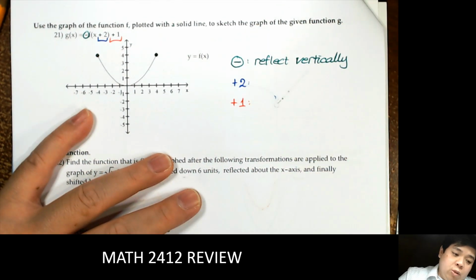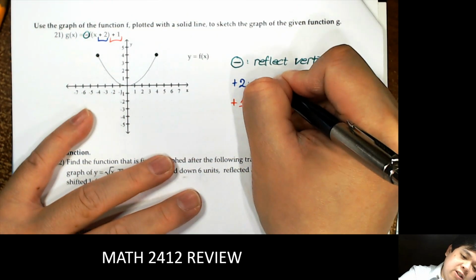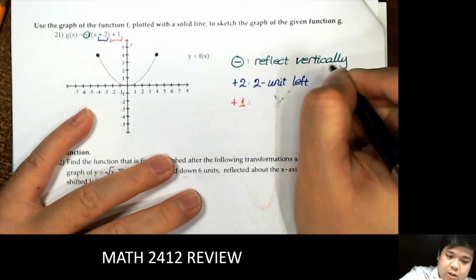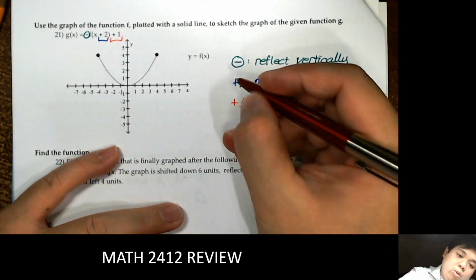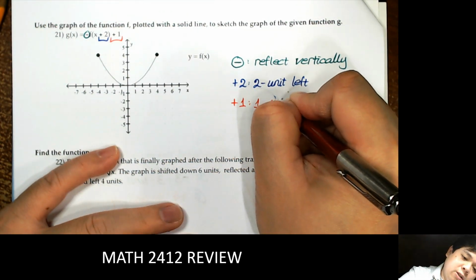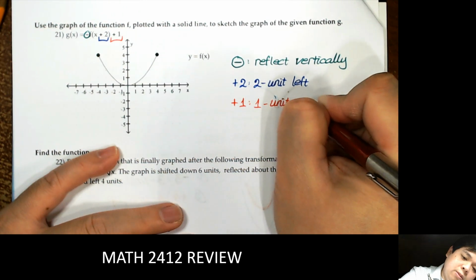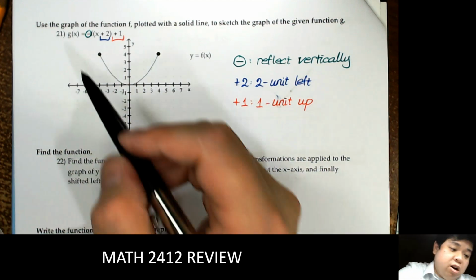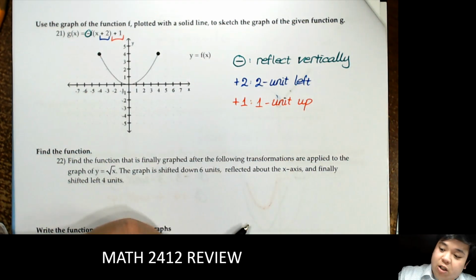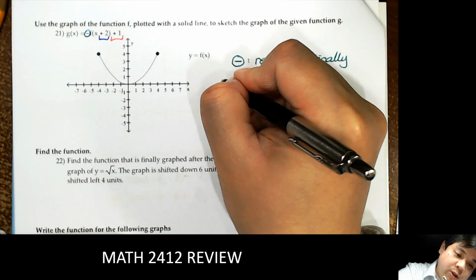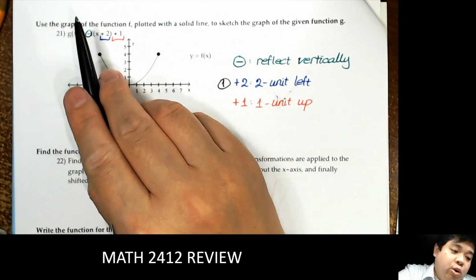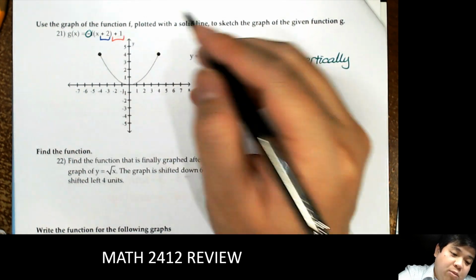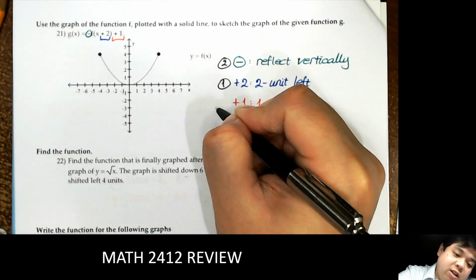Plus 2 will be 2 units to the left. And then plus 1 will be 1 unit up. Right, order of transformation: inside first and then outside. Inside we have the plus 2, so this is the first thing we do. And then outside we have the minus and then the plus, multiply by negative, and then plus 1. So this will be multiply first and then add.